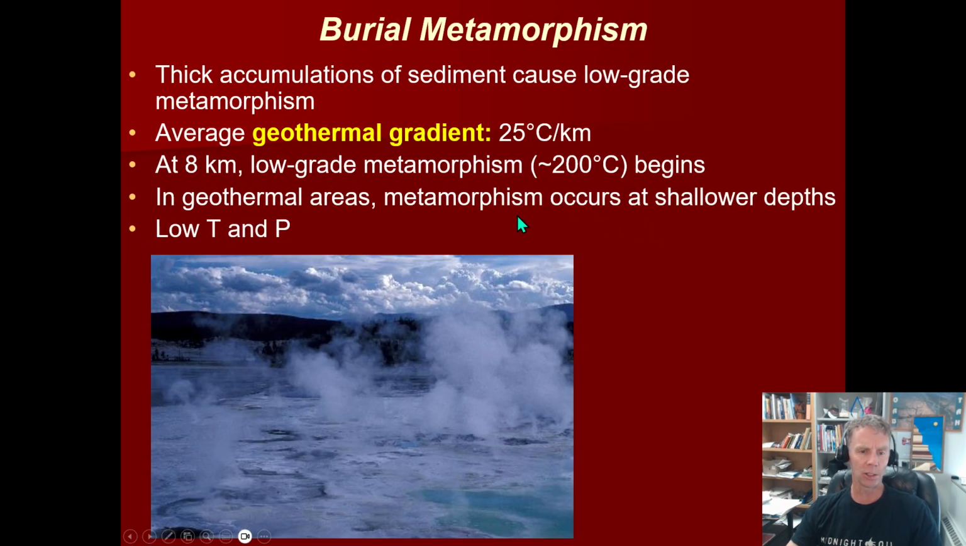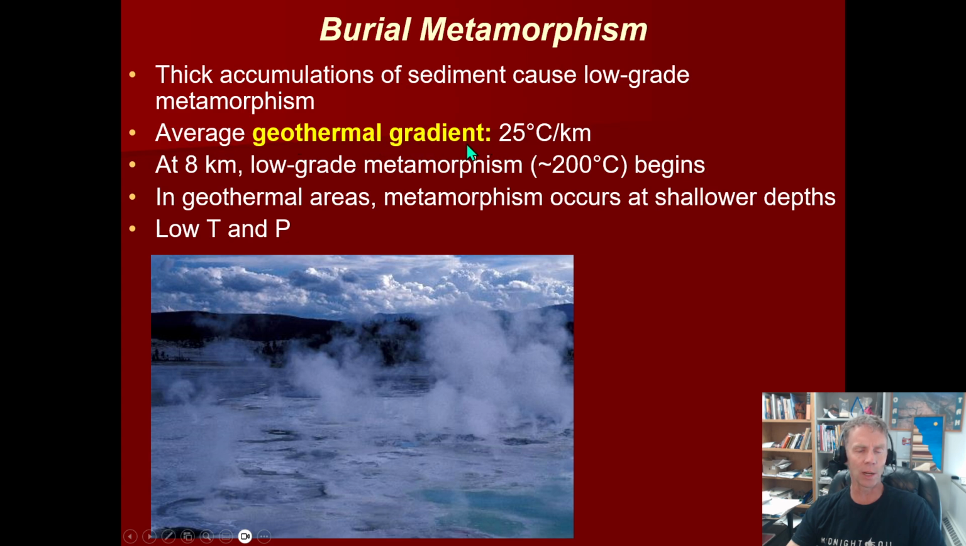Burial metamorphism is just where we have rocks that are buried underground. So consider that in most places, the average geothermal gradient, basically how hot the earth gets with depth: if you go down 1 kilometer, on average, the rocks heat up about 25 degrees Celsius, which is like 70, 80 degrees Fahrenheit, something like that. And so you have to get all the way down to about 8 kilometers, about 5 miles or so, in order to even get low-grade metamorphism occurring.